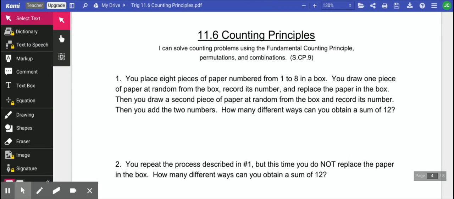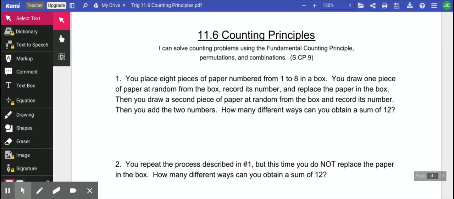So the reason it's so important to be able to count things is because if we want to know the probability of something happening, we need to know the total number of ways it could happen. Okay. So a lot of this will be familiar to you from Algebra 2 and even from geometry. You did some of this. So let's just jump in with these.